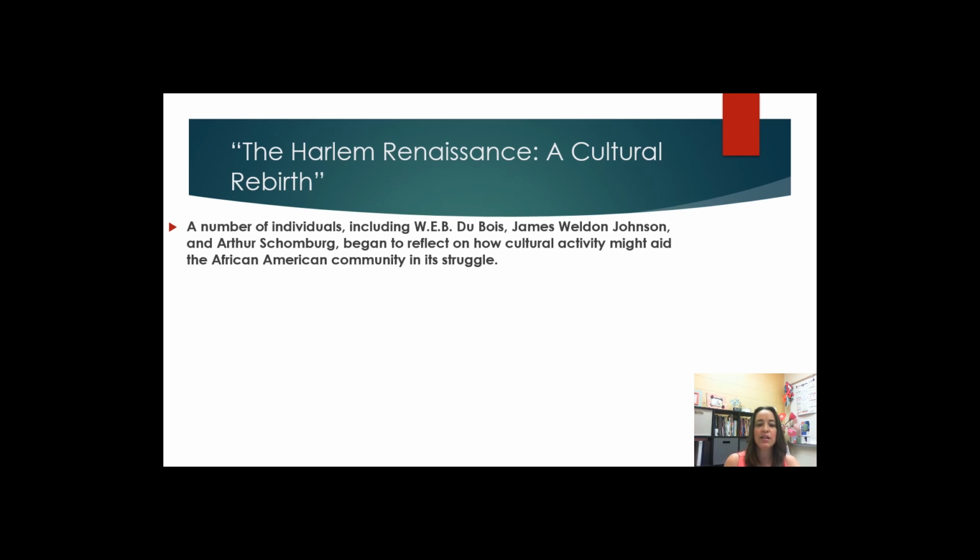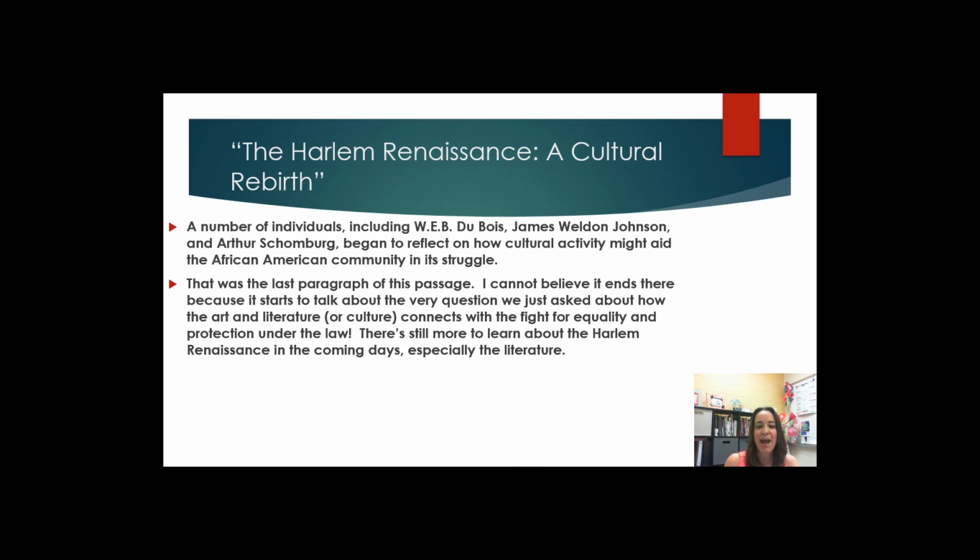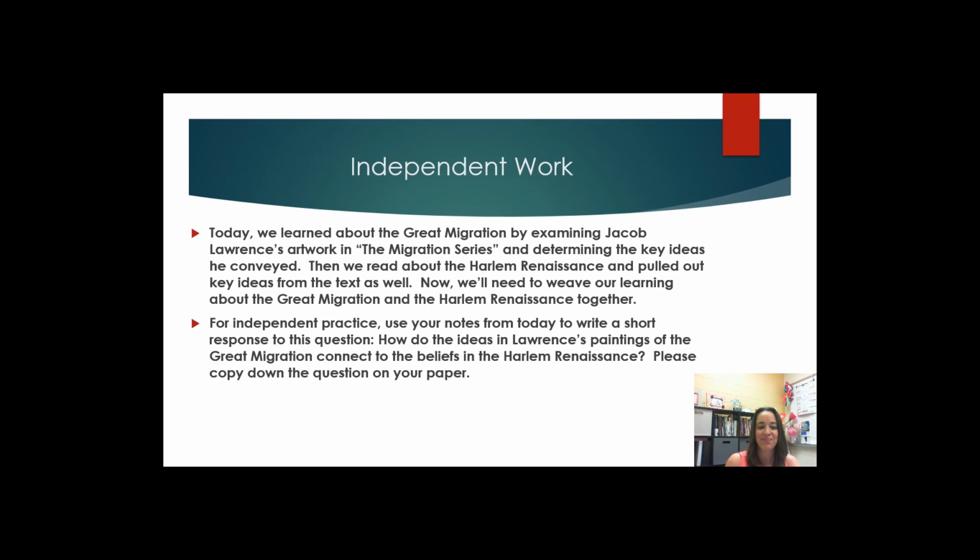A number of individuals, including W.E.B. Du Bois, James Weldon Johnson, and Arthur Schomburg, began to reflect on how cultural activity might aid the African American community in its struggle. That was the last paragraph of this passage. I cannot believe it ends there because it starts to talk about the very question we just asked about how the art and literature or culture connects with the fight for equality and protection under the law. There's still more to learn about the Harlem Renaissance in the coming days, especially the literature.